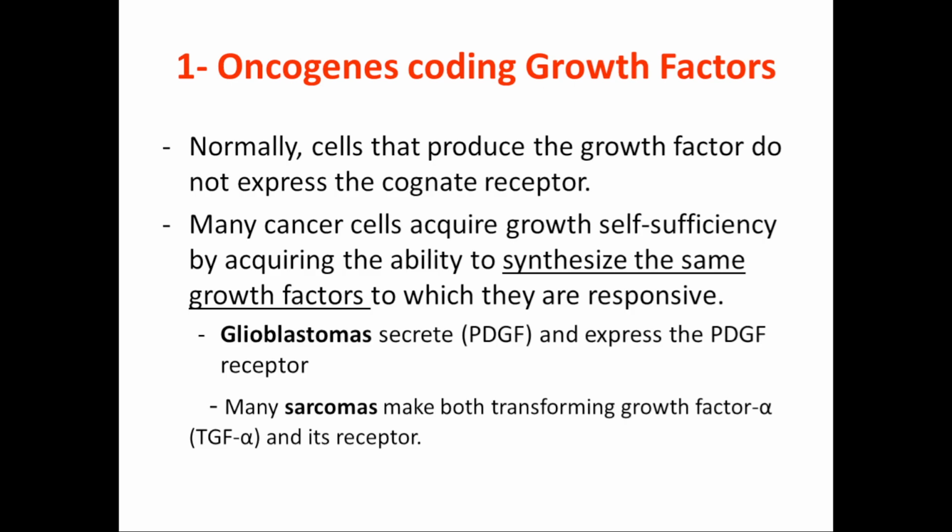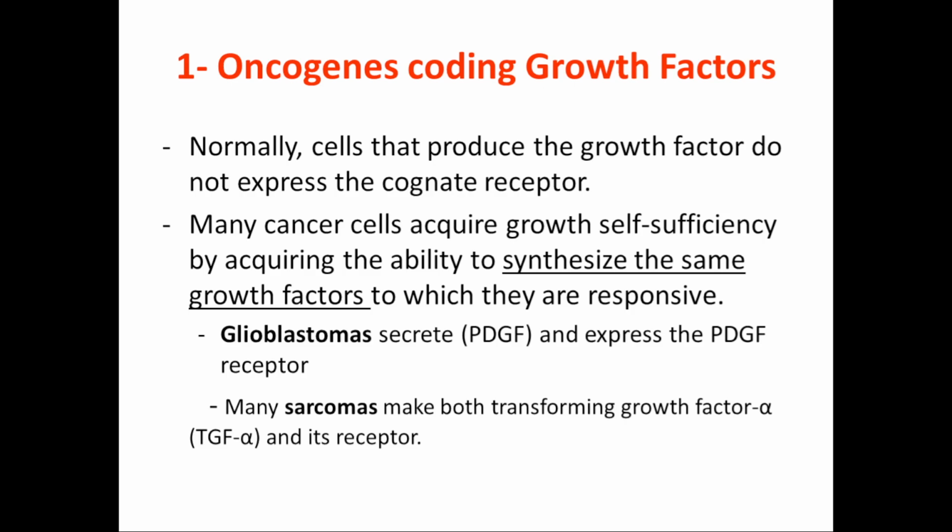Example عليها, the glioblastoma. Glioblastoma is a tumor of the central nervous system, the glial cells, and it's a very high grade tumor. We see the death of the patient within months. The glioblastomas produce their own growth factor. They have platelet-derived growth factor receptor and they synthesize platelet-derived growth factor. So this leads to very high replication of this tumor.